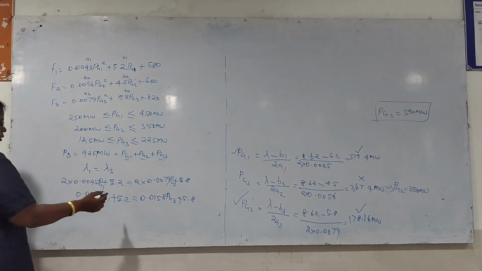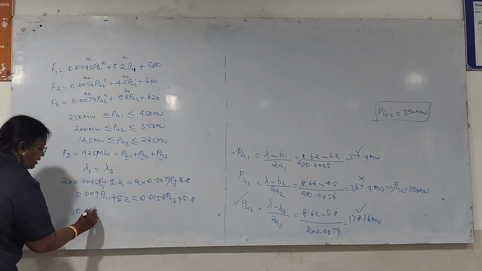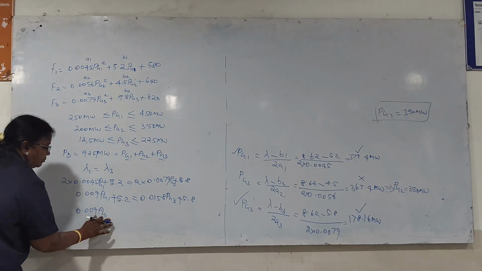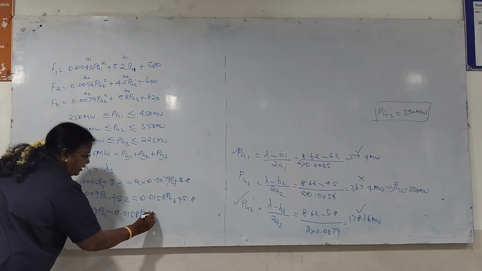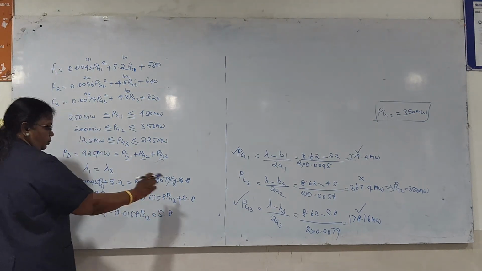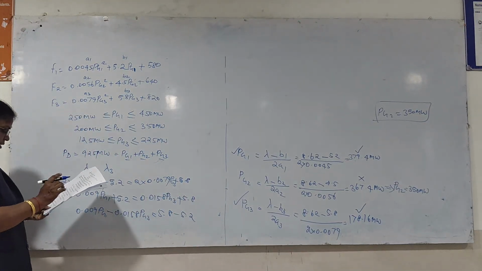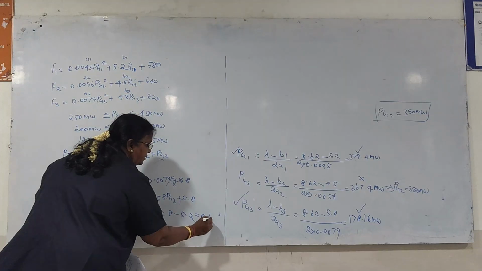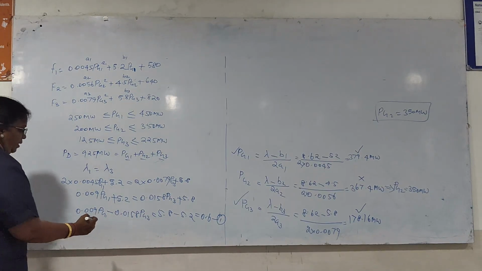Then the next step, you bring the constant terms to the other side. So you get 0.009 PG1, and if you bring this to the other side, you get minus 0.0158 PG3. 5.8 you keep on the right hand side, and bring this 5.2 to the other side, so minus 5.2. Okay, so 5.8 minus 5.2 is 0.6. This is one equation. What is the other equation?